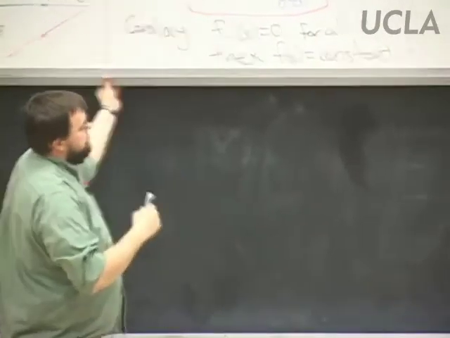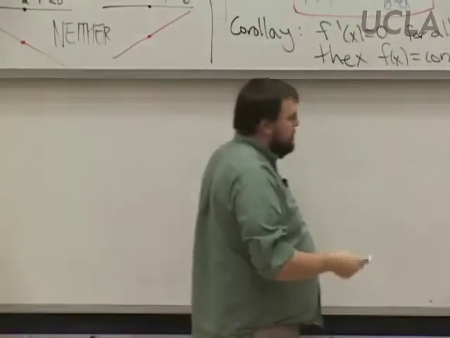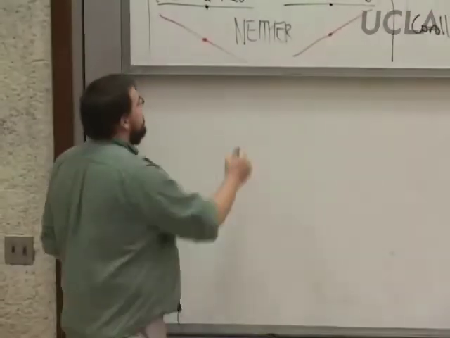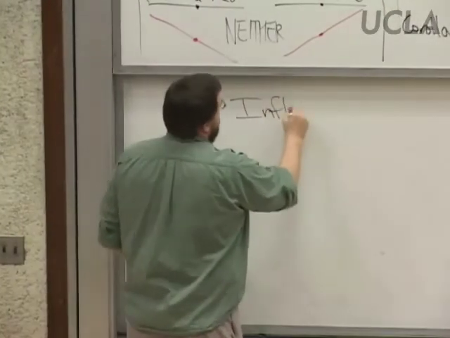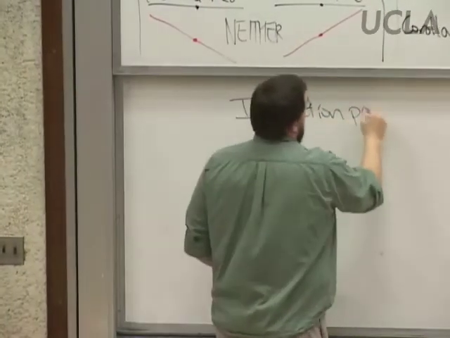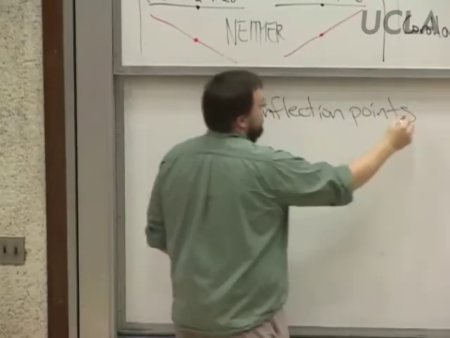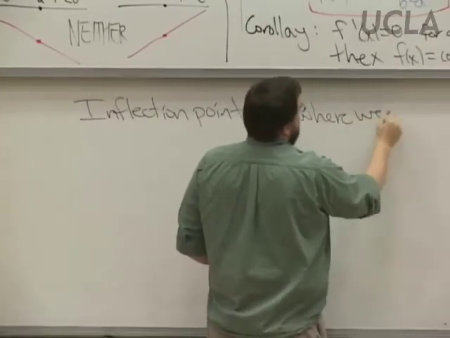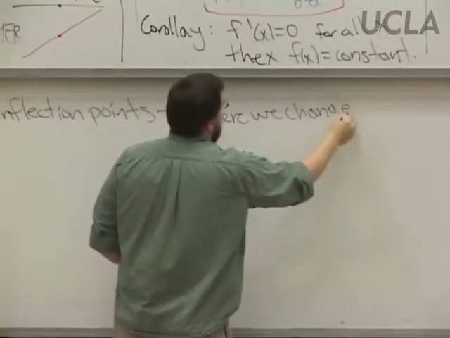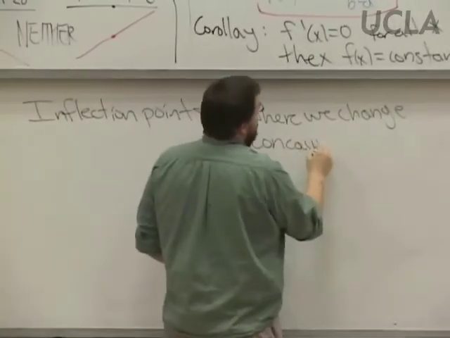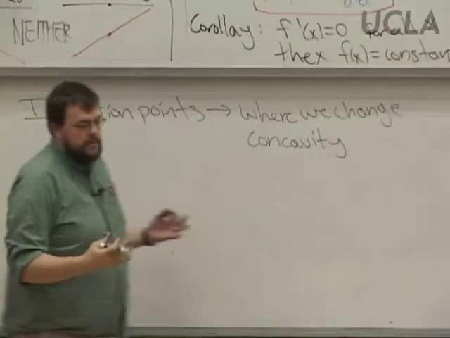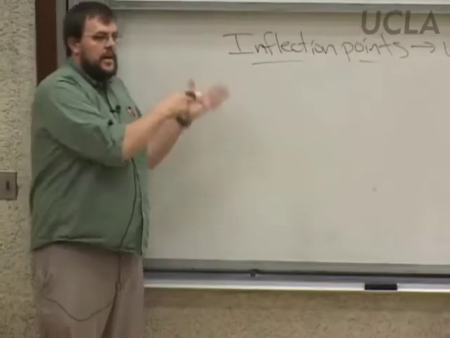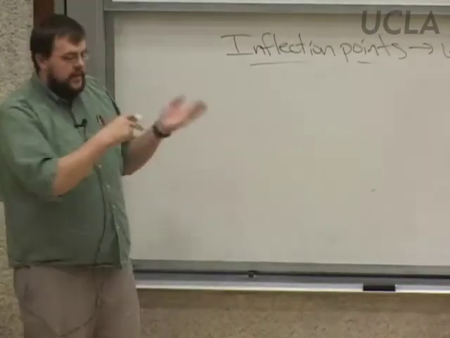We can be concave up and we can be concave down. There are some points that might be interesting. When do we change from being concave up to concave down? These are called inflection points. This is where we change our concavity. So we either go from concave up to concave down, or we go from concave down to concave up. That's the definition of an inflection point. In other words, on one side it's positive, on the other side it's negative, or vice versa.